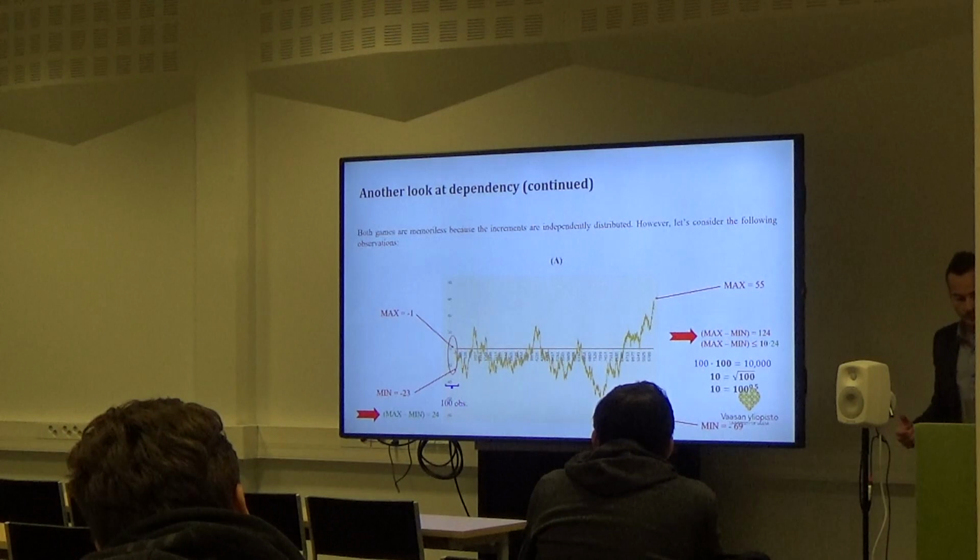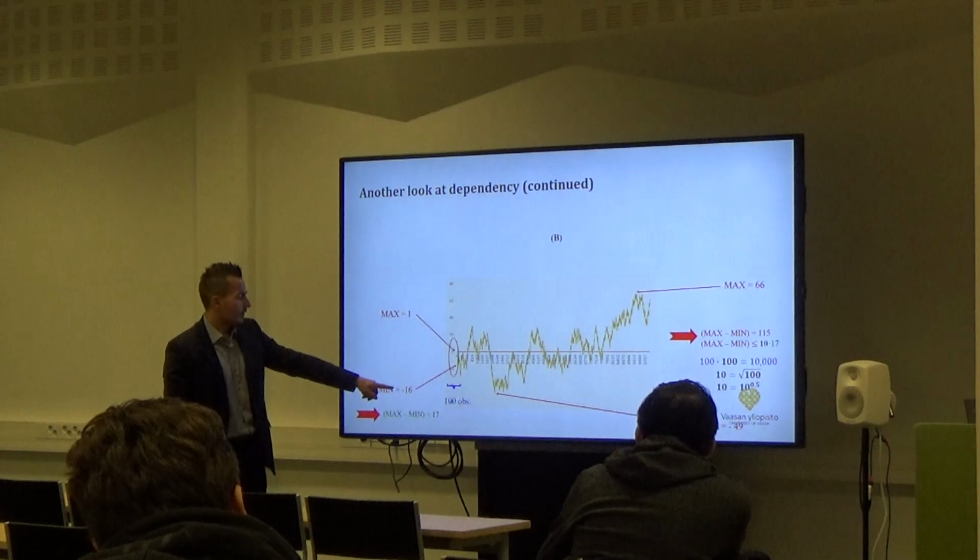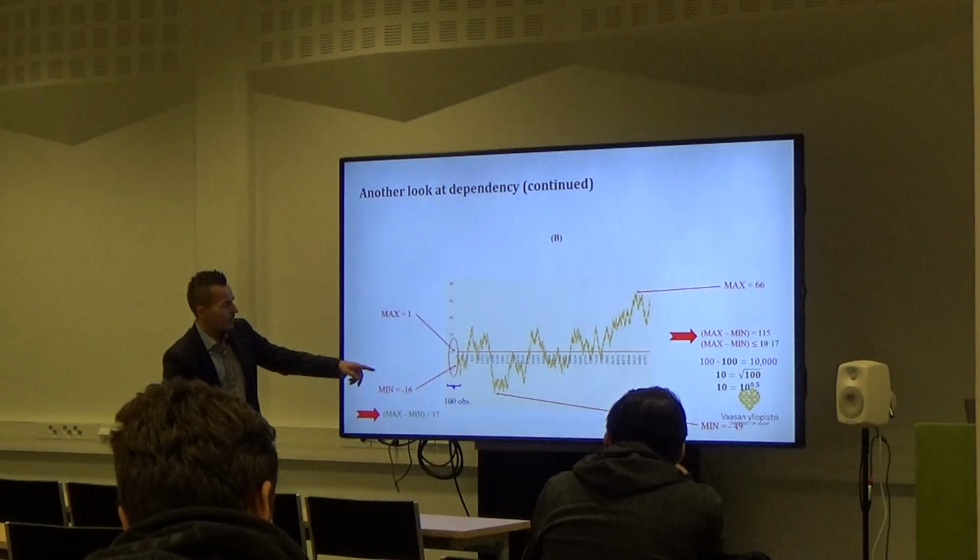I give you another example. Again, this is another iteration of that game. Here, in this iteration, the maximum is 1 and the minimum is 16 in the first 100 observations. The spread between maximum and minimum here in the beginning is what? It's 17.